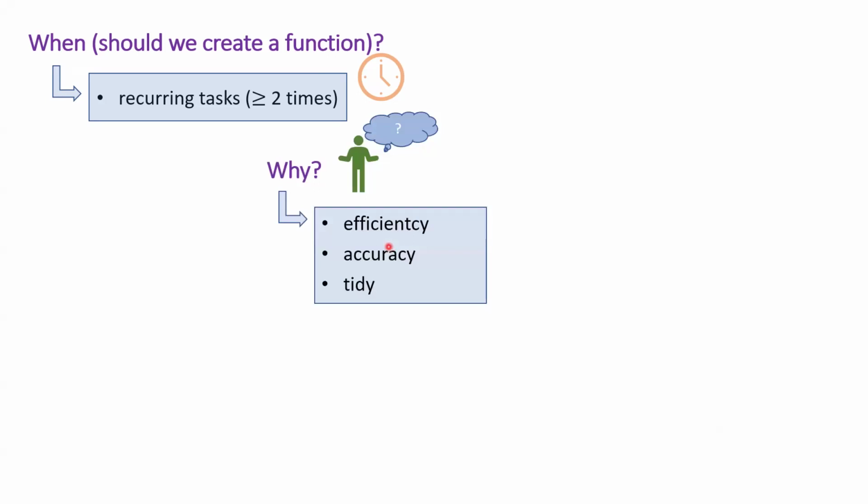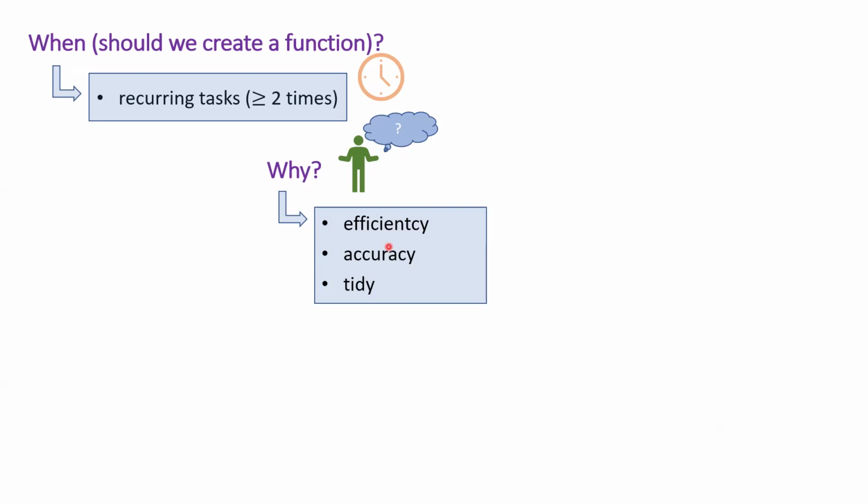Efficiency here means when you need to do the same task several times, we need to copy and paste the code several times. Therefore, if we had a function, it's more efficient. And if we want to update something, we need to update it in several places in our code, and it also takes more time. But if we have a function, we just need to update the function.